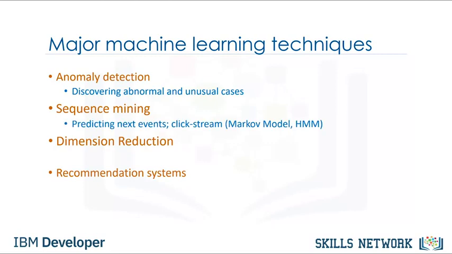Sequence mining is used for predicting the next event. For instance, the clickstream in websites. Dimension reduction is used to reduce the size of data. And finally, recommendation systems. This associates people's preferences with others who have similar tastes and recommends new items to them, such as books or movies. We will cover some of these techniques in the next videos.